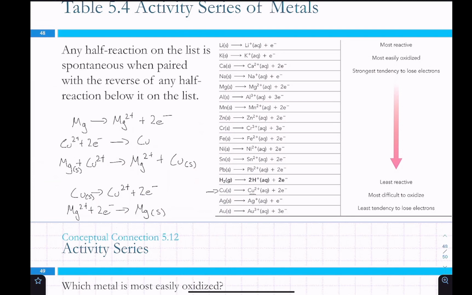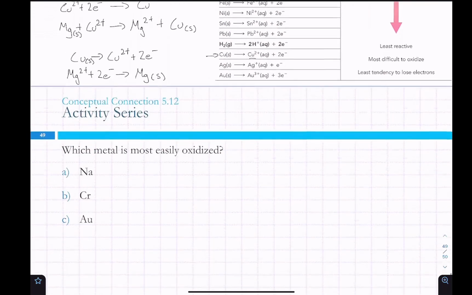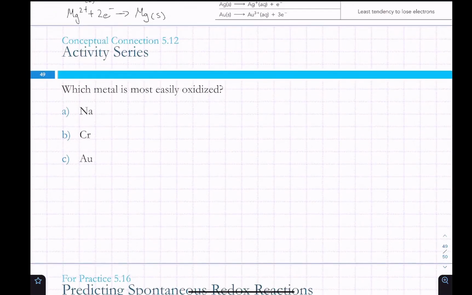Oh yeah, so the ones at the top are most easily oxidized. So they lose their electrons most easily. The ones at the bottom are the most difficult to oxidize. They're the hardest to steal the electrons from.